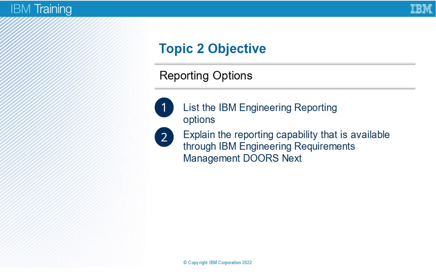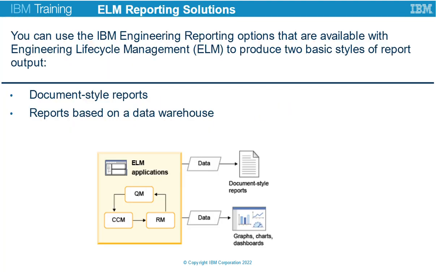After completing this topic, you should be able to list the IBM engineering reporting options and explain the reporting capability that is available through IBM DOORS Next. Data warehouse data makes it possible to report on themes, trends, aggregations, and other relationships among data. Data is collected from the applications periodically by data collection jobs, then stored in the data warehouse, where it can be transformed to represent a variety of relationships.